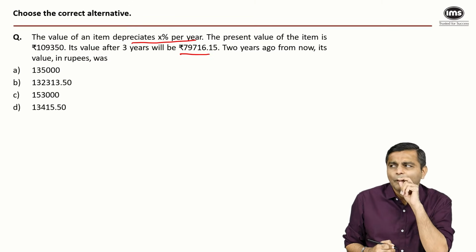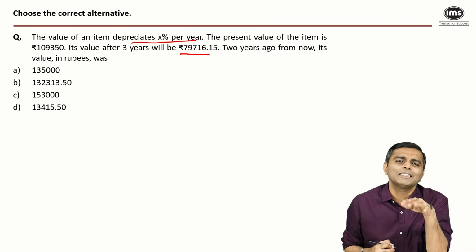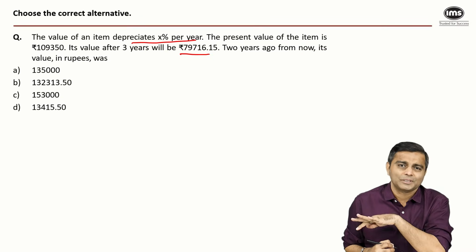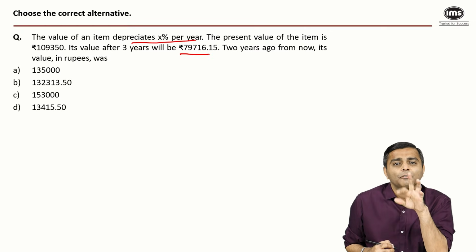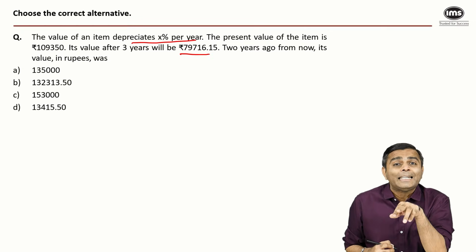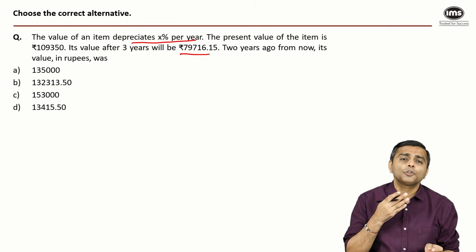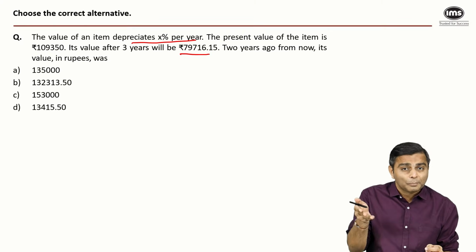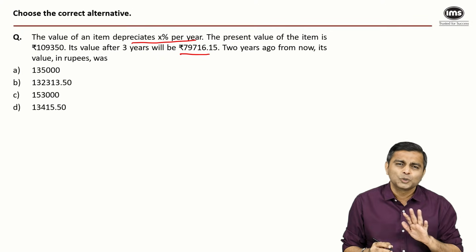If you just tweak the understanding slightly, let's assume for our convenience that it depreciates 10% every year. If it is depreciating 10% every year, it is becoming 90% of the previous year. So, whatever this value is today, next year it's going to be 90% of today's value. The year after that is going to be 90% of the previous year's value, the year after that will be 90% of the previous year's value, so on and so forth.